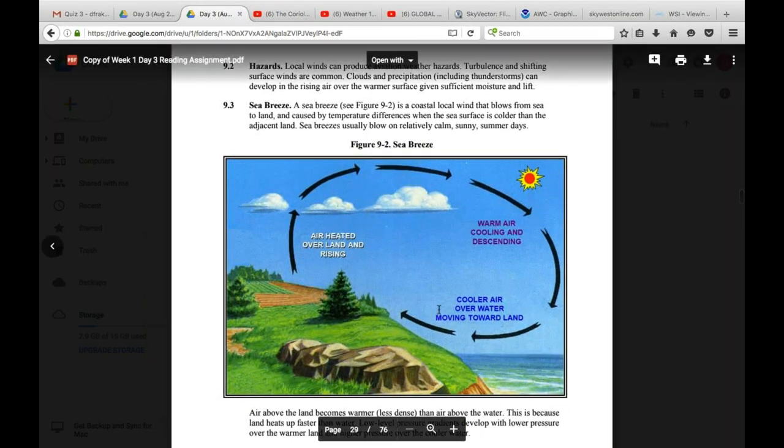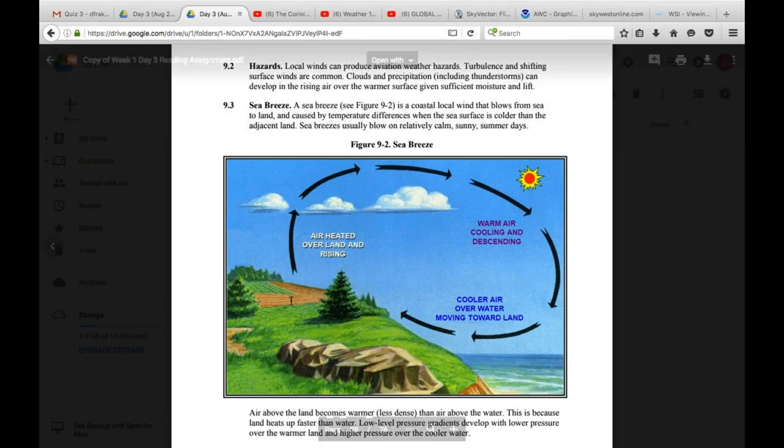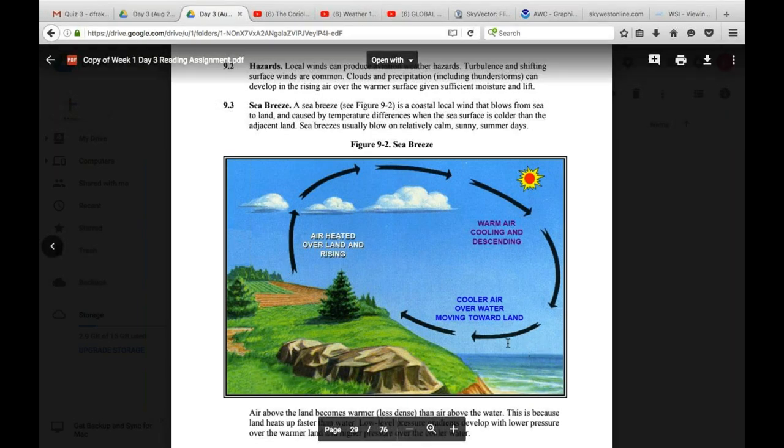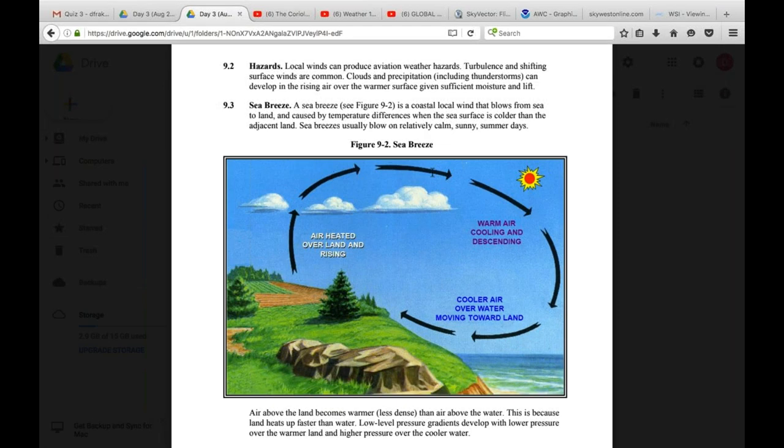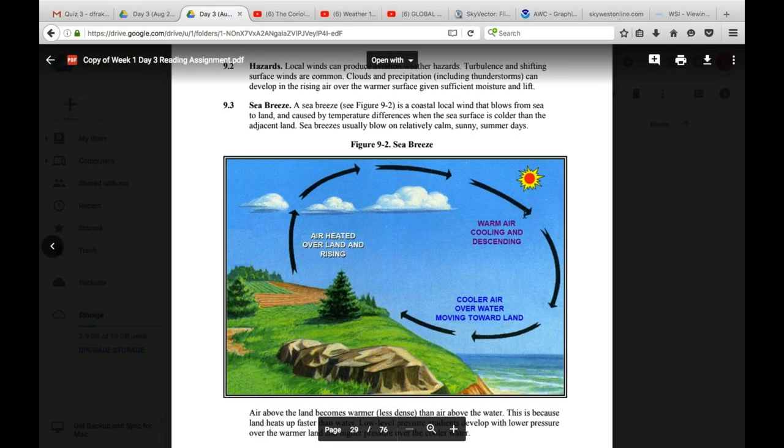So, sea breeze, like she was talking about in the video. Land will heat up a whole lot faster than the water will. Water takes a long time to heat up. So the air over the land heats up, rises, moves out, cools off, sinks down. And then the cool air over the water shifts in to help replace the air that's moving up. And so we end up with this breeze coming off of the ocean.